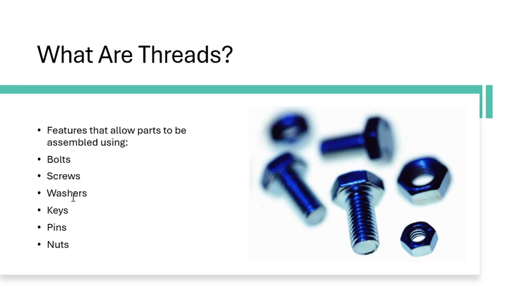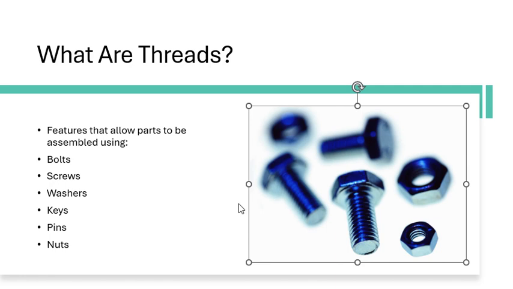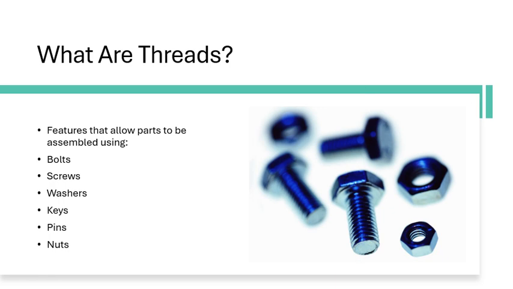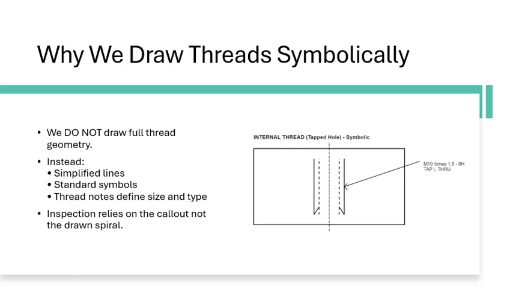Your threaded items are bolts, screws, washers, keys, pins, and nuts. They look like this. Of course, you see them all the time at Lowe's, Home Depot, Ace, Tractor Supply Store, things like that. Grainger also has all kinds of stuff. These features allow the parts to be assembled, meaning they were made, and they keep different parts or related parts together.